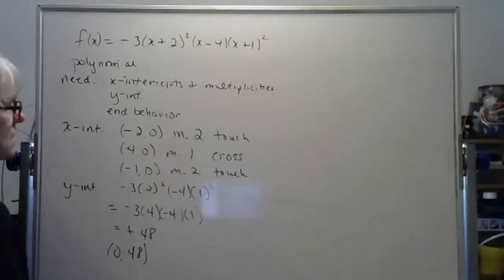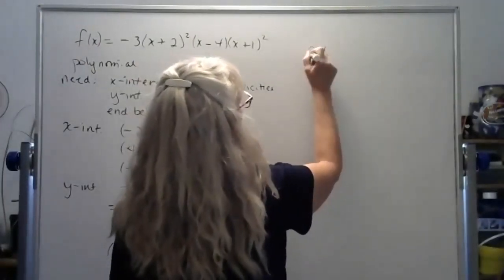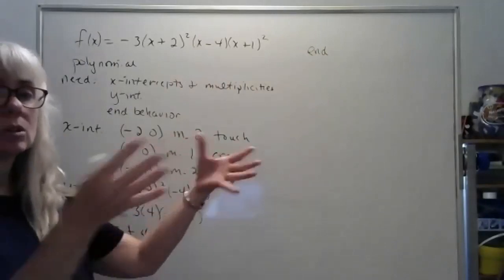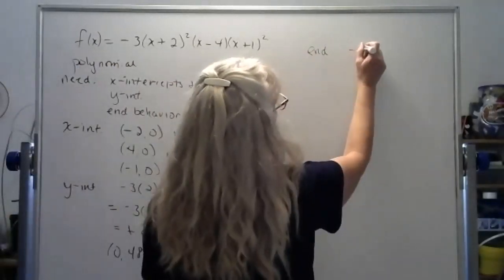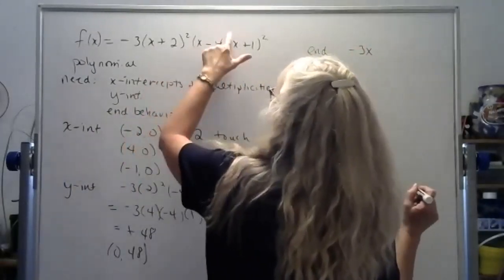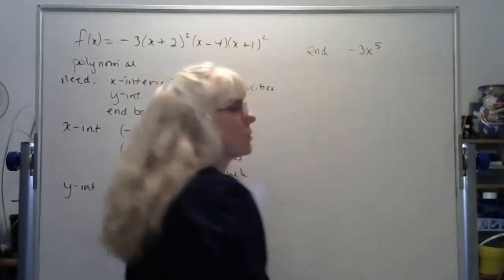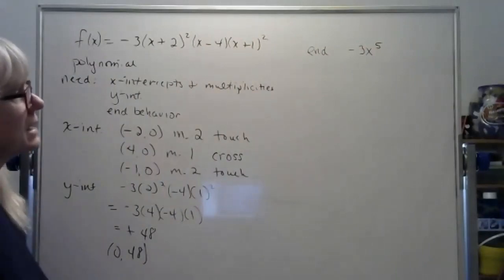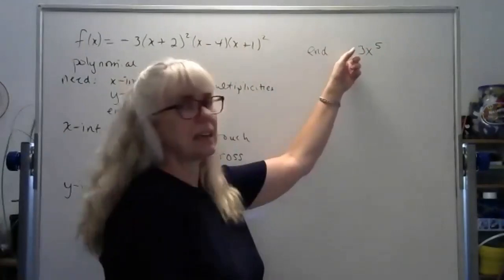What about end behavior? So how am I going to figure out my end behavior? Well, I need the power function, correct? So if you were to multiply all this out, you would have an x to what power? So 2 plus 1 plus 2. So a -3x to the 5th. So the x to the 5th is telling me it's odd, but I have a negative leading coefficient.